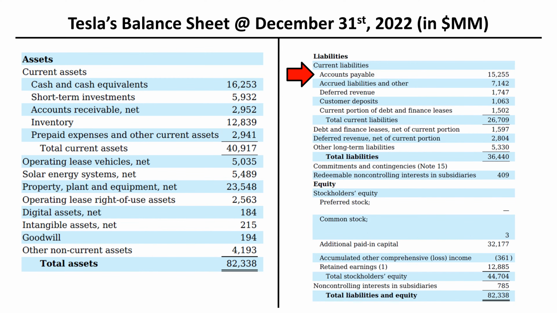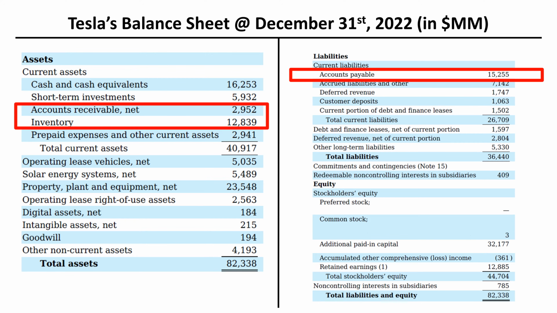Over to the right-hand side of the balance sheet, where one of the largest line items is accounts payable, invoices from suppliers that the company has not paid yet. More than $15 billion. This amount in accounts payable is almost as large as the sum of accounts receivable and inventory combined. So that part of assets and liabilities is nicely in balance.